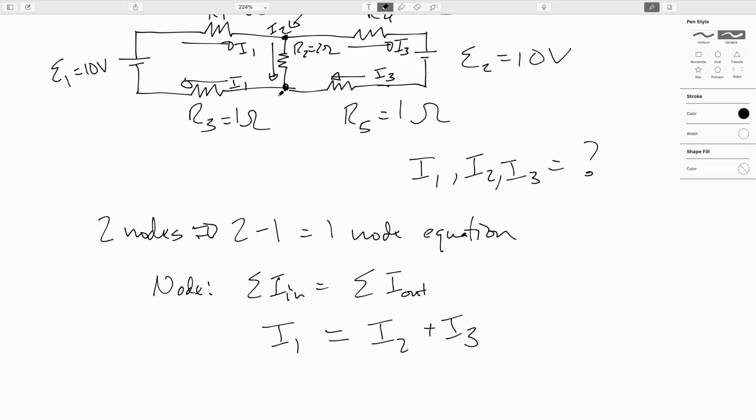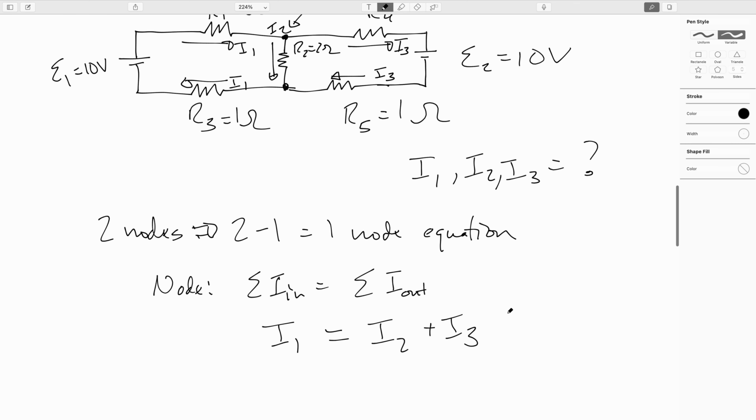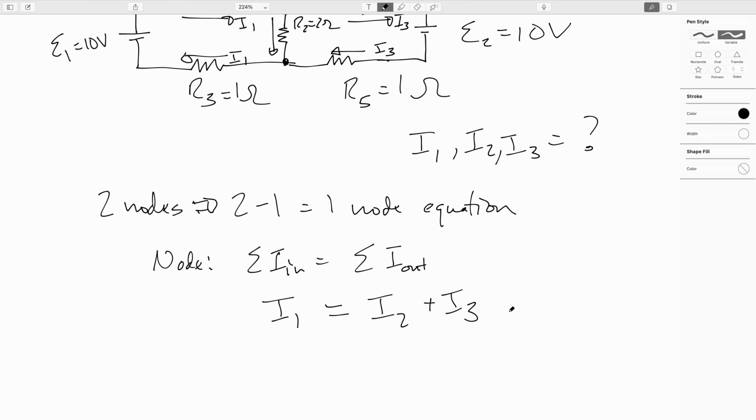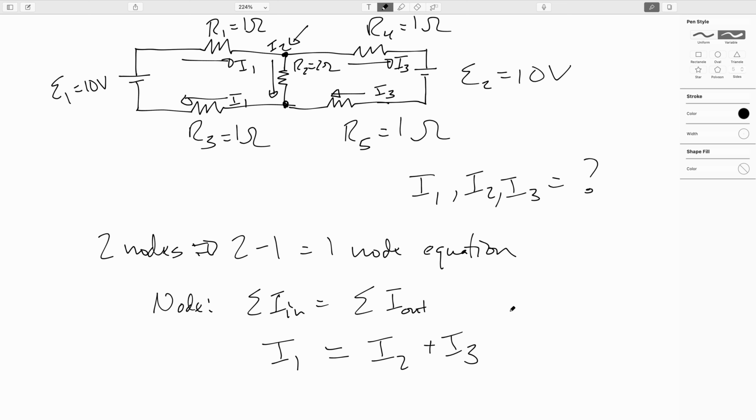We could have chosen this node just as easily, and all that would have happened is you would have had I2 plus I3, the currents going in, equals I1, the currents going out. So you can see, if I wrote both node equations, I would have the same equation twice, and if I tried substituting in, everything cancels out, and that's generally not a happy thing. All right. So we've written all the node equations we can possibly write. So our next step is to write loop equations.